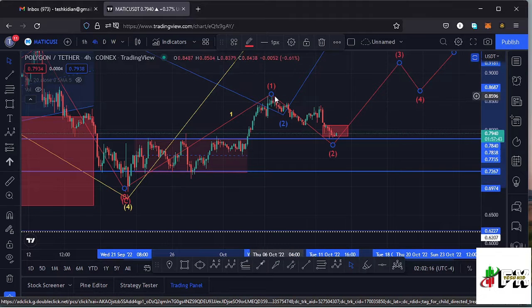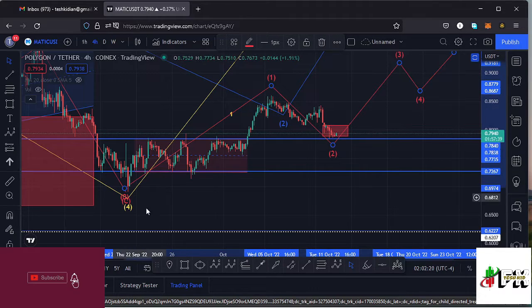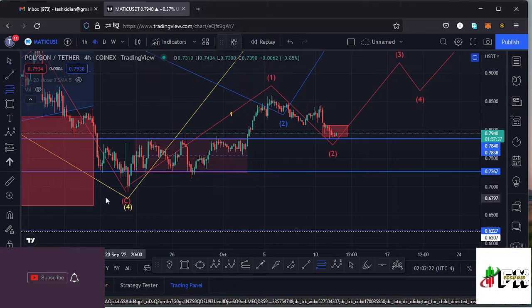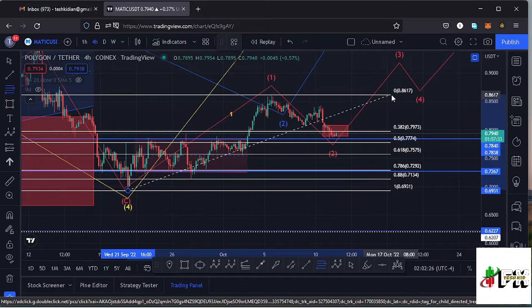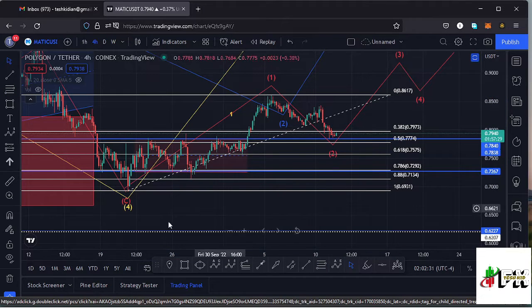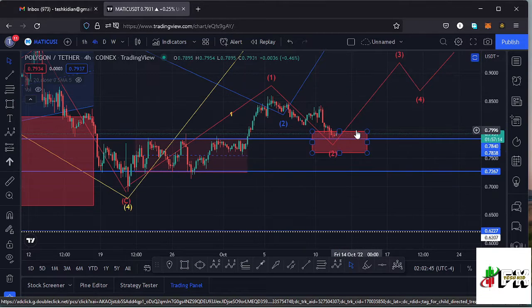And since we are in the formation of a wave 2 right here, we can use the Fibonacci's, connecting them from the low of the wave 1 down there to the high of that wave 1 to get a minimum retracement area between the fib level 0.382 and the fib level 0.618, and I can mark it like that here on the charts. And that target area lies between the $0.79 mark and the $0.76 mark.